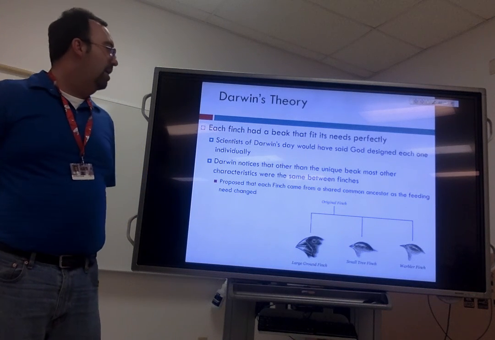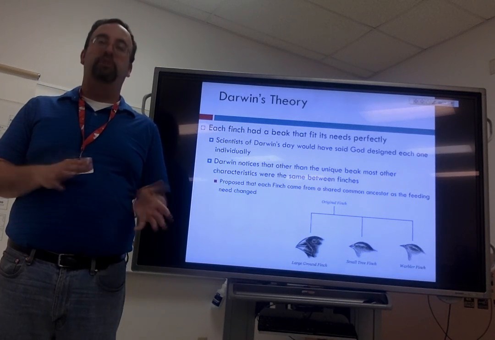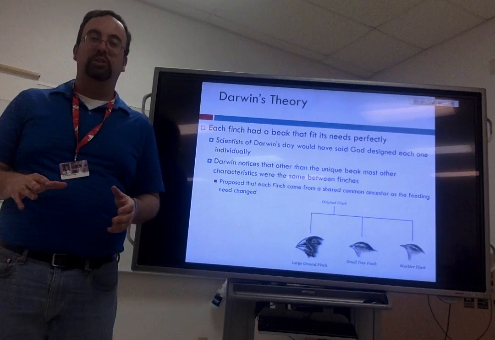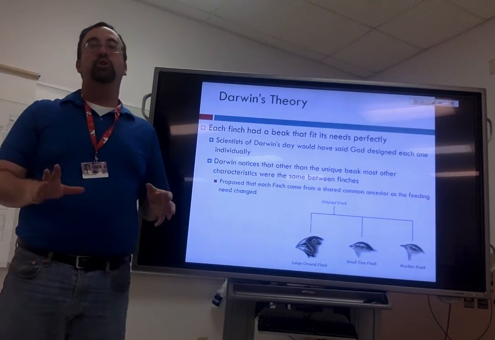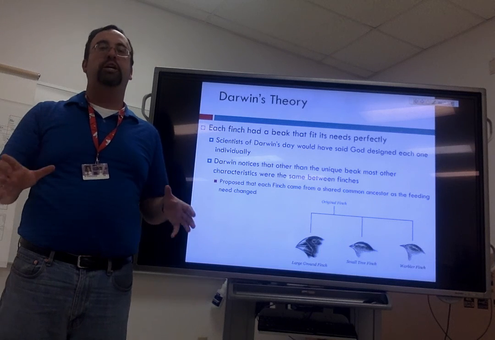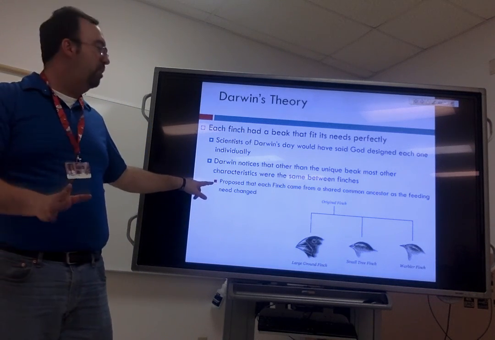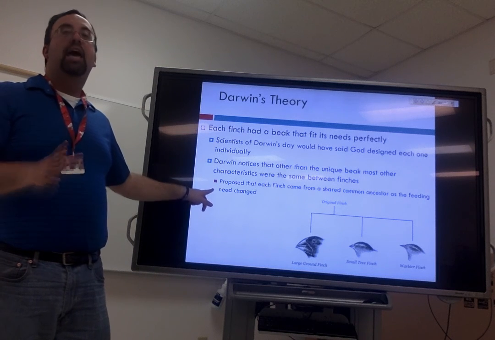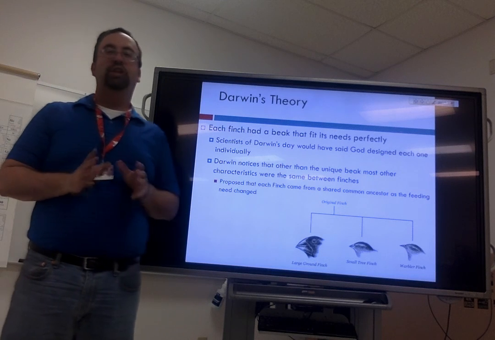And so remember when Malthus was talking about populations and individuals fighting over limited resources. Again, food is a very limited resource. And so the beak's shapes and sizes would change to help accommodate for those changes. And so Darwin proposed that each finch came from a shared common ancestor as the feeding need changed.